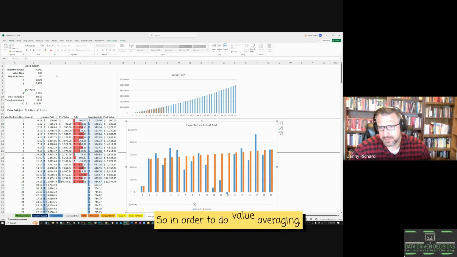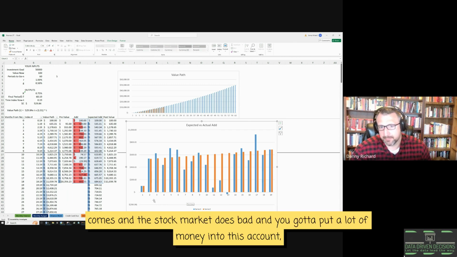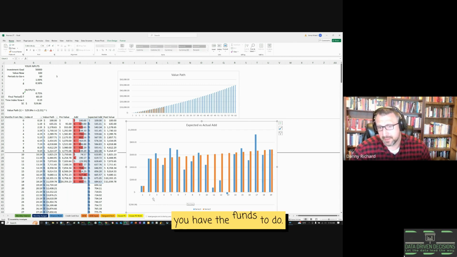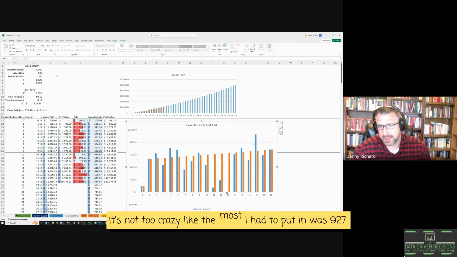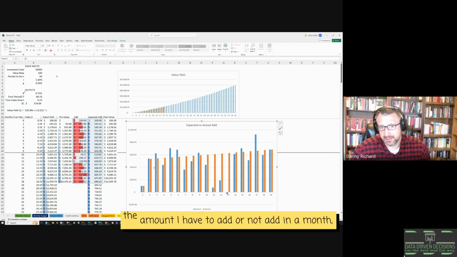So in order to do value averaging, you do have to have a nice savings account, so that when the time comes and the stock market does badly and you have to put a lot of money into this account, you have the funds to do so. In the beginning, it's not too crazy. The most I had to put in was $927. But in 4 years, when there's a lot of money in the account, like $40,000, the amount I have to add in a month is going to go crazy. I might have to add maybe $3,000 to $4,000 in a month because the stock market did badly.